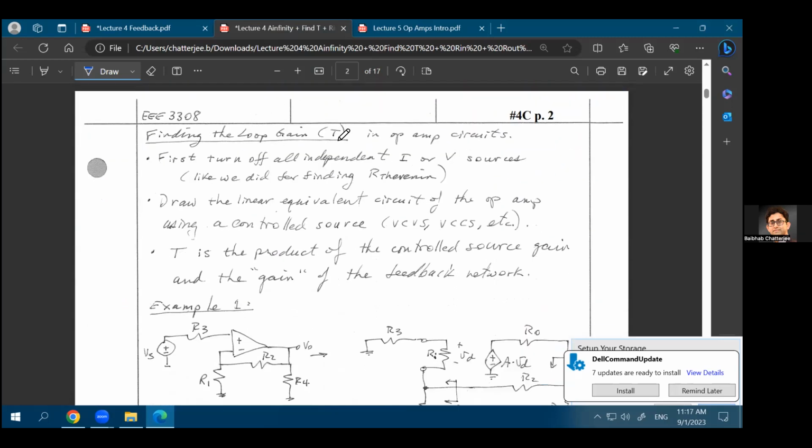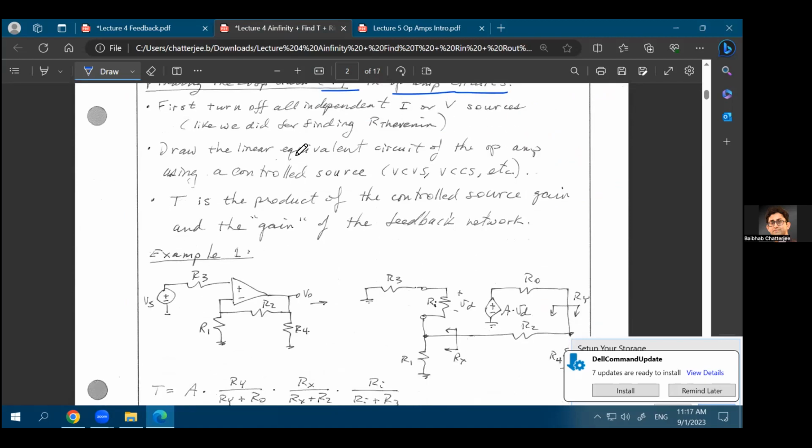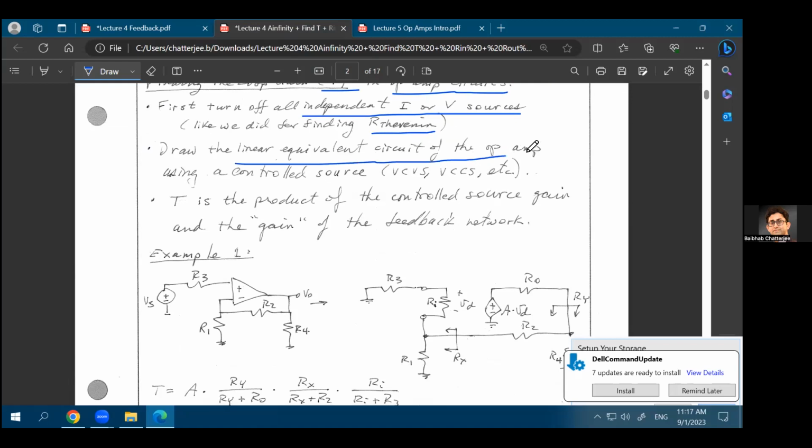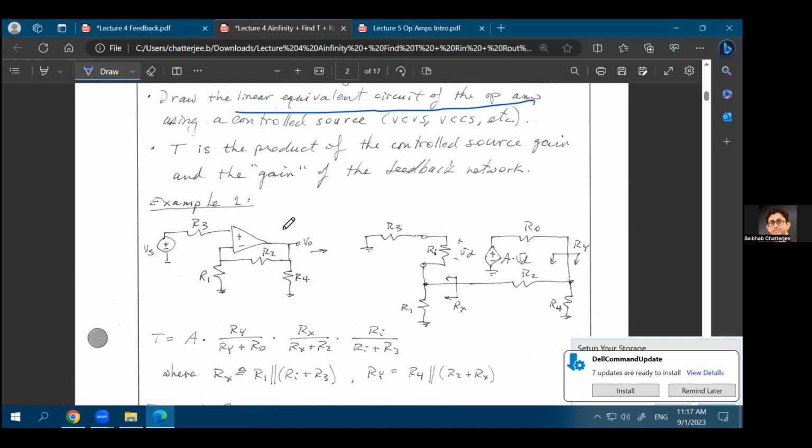Okay, so how do you find the loop gain T in op-amp circuits? The motivation is clear by now, right? What we are trying to do and why. First, you turn off all the independent current or voltage sources. That means short all the independent voltage sources and open all the independent current sources, like we did when finding the Thevenin equivalent resistance. It's the same method. Second, draw the linear equivalent circuit of the op-amp that we have already learned, with the non-idealities. Then find out the overall loop gain.